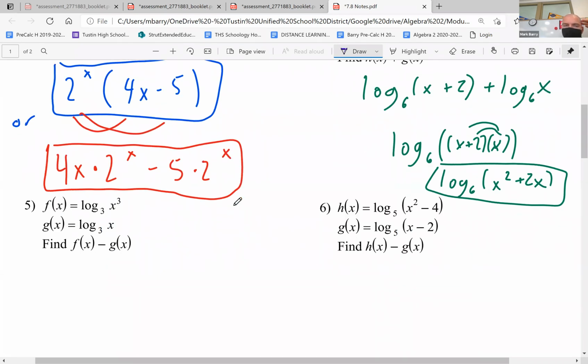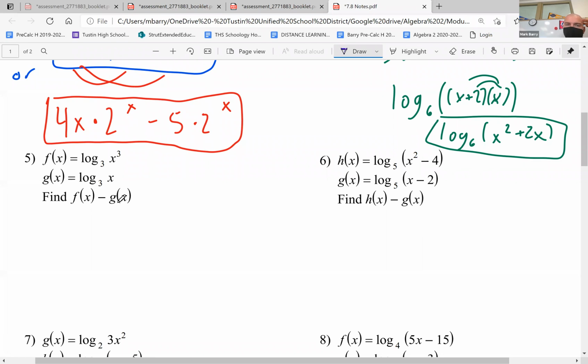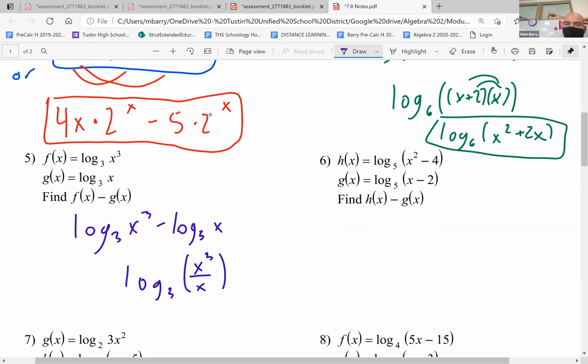All right, next up on number 5. So number 5, it says f of x minus g of x. So we'll start off by subtracting these. However, we did learn another rule in this unit, in this chapter, that says when the two logs are separated by subtraction, we can condense them into one logarithm. And inside the logarithm, they are dividing.